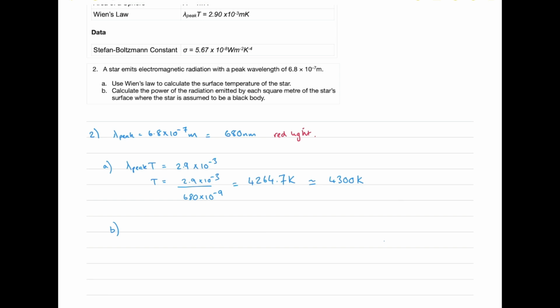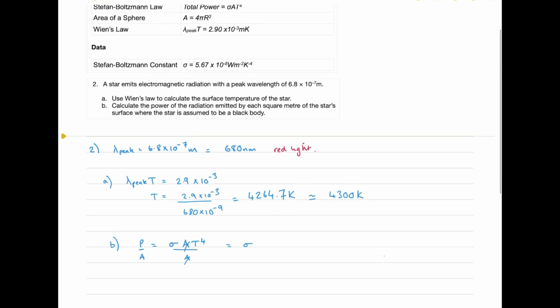Calculate the power of the radiation emitted by each square meter. So again, we've got power over the area is equal to our power law divided by area. So we're actually looking at the Stefan-Boltzmann constant times temperature to the power 4.